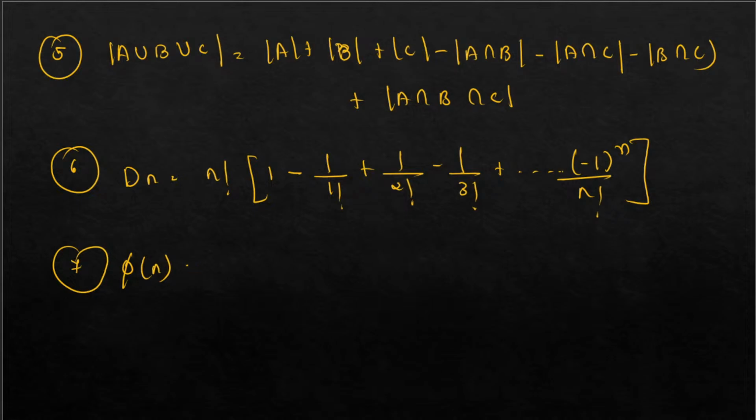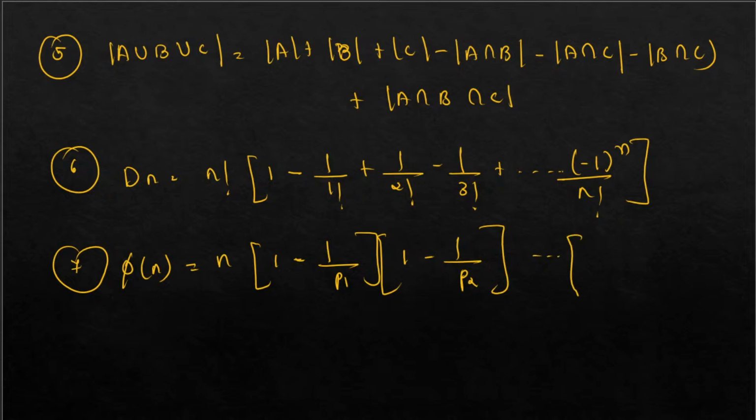After that, the seventh is the divisor one, for which is n. If you get prime factors, just do 1 minus 1 by p1, up to 1 minus 1 by pk, for all the prime numbers. Like this you need to do. Okay everyone, so note this.